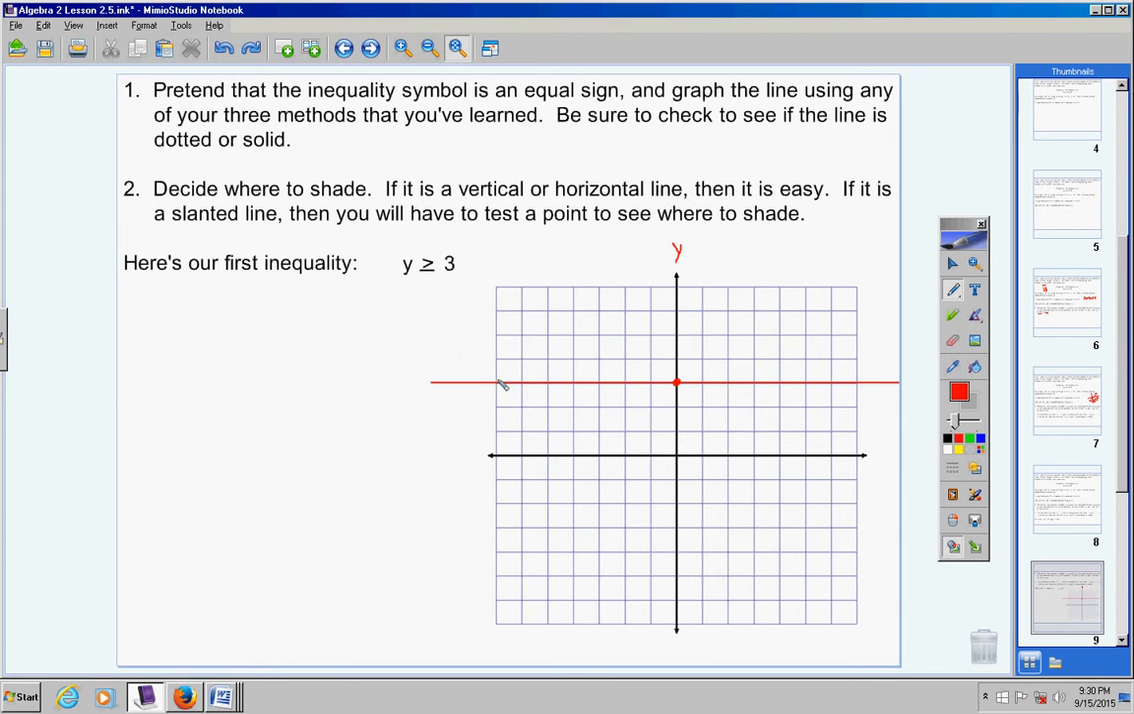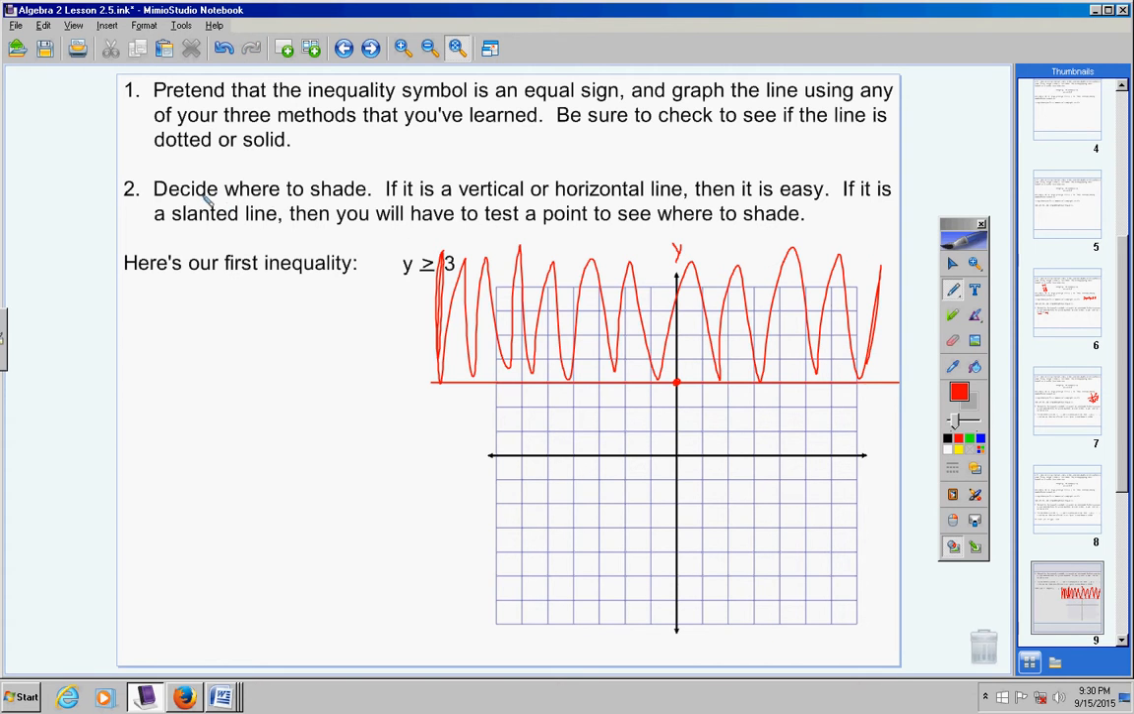Now think about it. Here's a horizontal line. If you're going down, I mean, just common sense, you think when you're going down, things are getting smaller, and when you're going up, the numbers are getting larger. So notice it says y is greater than 3. Everybody see that? Y is greater than 3. So you're not going to shade down here where it's lower. You're going to shade up here like this. Y is greater than 3. And that's what step 2 says to do. Decide where to shade. If it's a vertical or horizontal line, then it's easy to shade, okay?